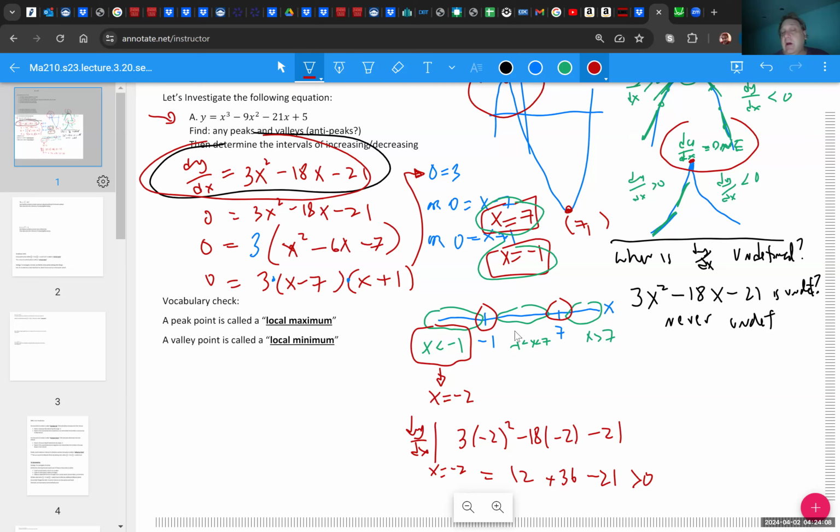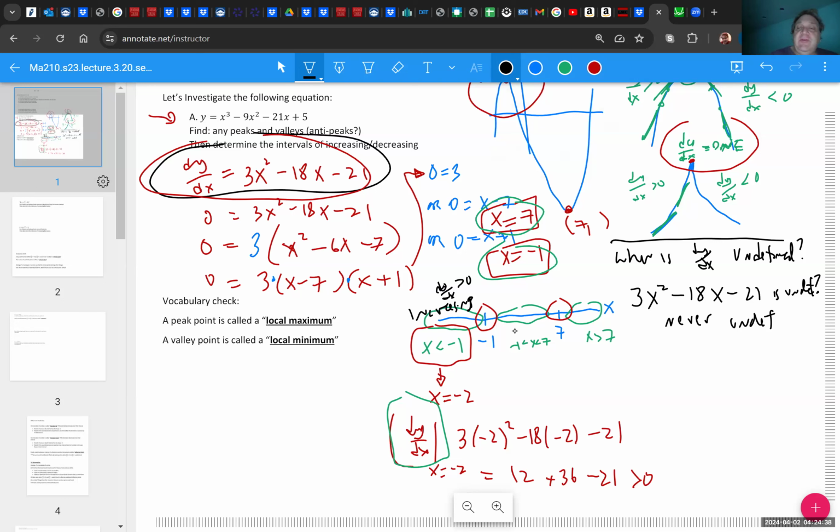Why do I only care whether it's positive or negative? Because we're trying to find out if the derivative is positive or negative. If the derivative is positive, then we know the graph is increasing. If the derivative is negative, we know the graph is decreasing. So at x equals -2, we have the derivative is greater than 0. So we call this increasing.